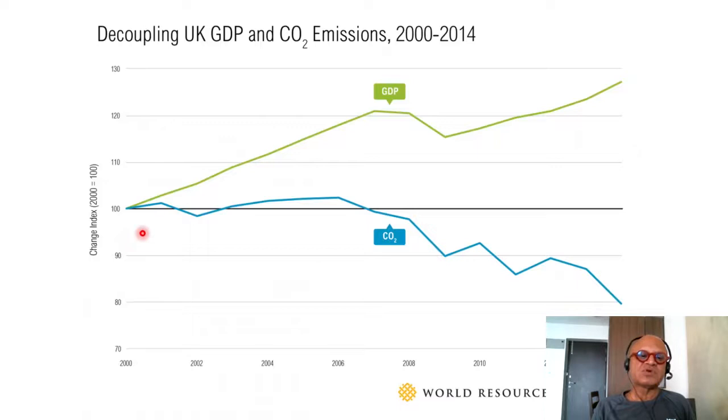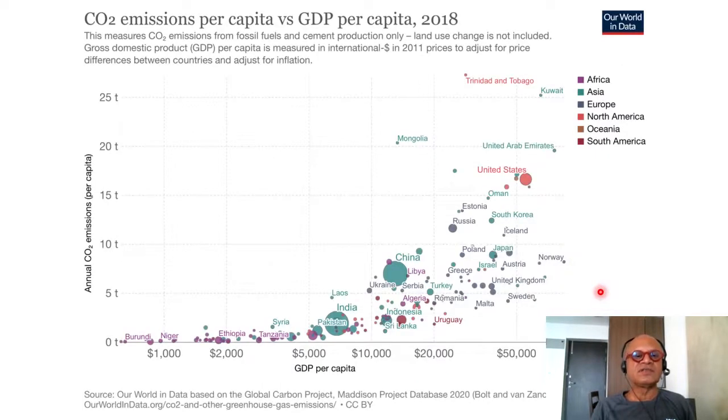Okay, decoupling UK GDP and CO2 emissions. This already happened. So GDP had been going up since 2009, some financial crisis and back up, and CO2 emissions with respect to 2000 have dropped since about 2008. So just before the financial crisis of 2008, and it has continued to drop. So you have to then go and look at what it is that UK is doing for this decoupling. So here you look at CO2 emissions per capita versus GDP per capita in 2018. This puts all the countries together.